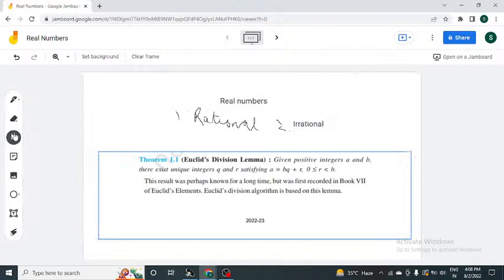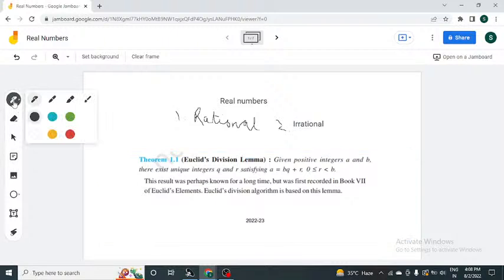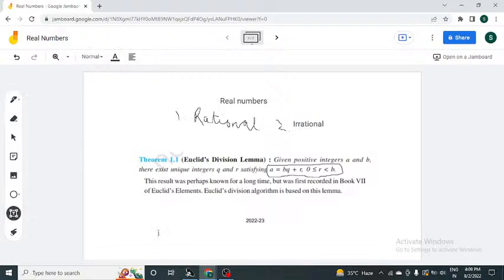The Euclid's division lemma says that A equals BQ plus R, wherein A and B are given positive integers. Now to simplify this, we have already learnt about division lemma in previous classes. So let me just simplify this for you.